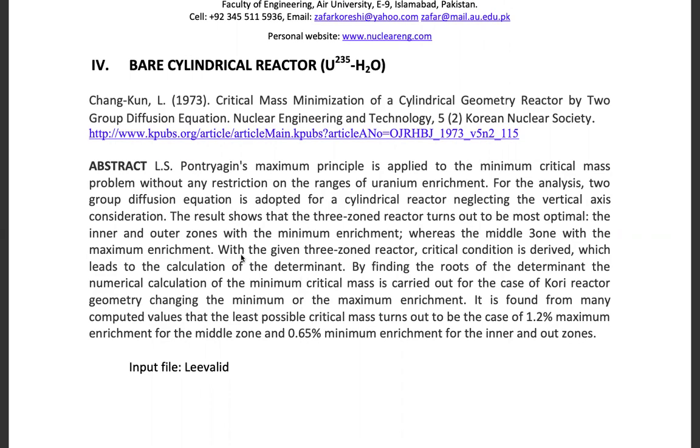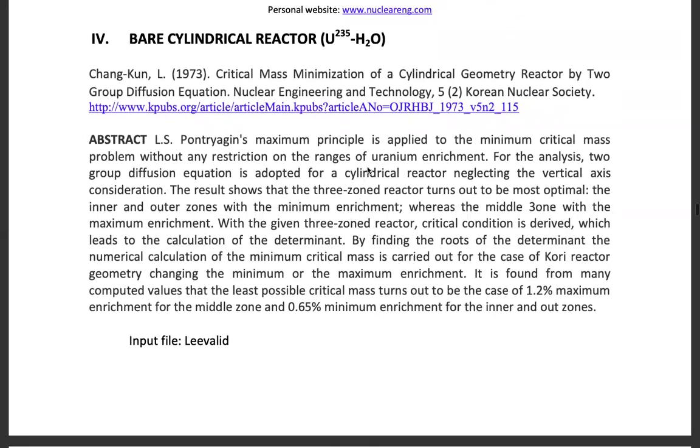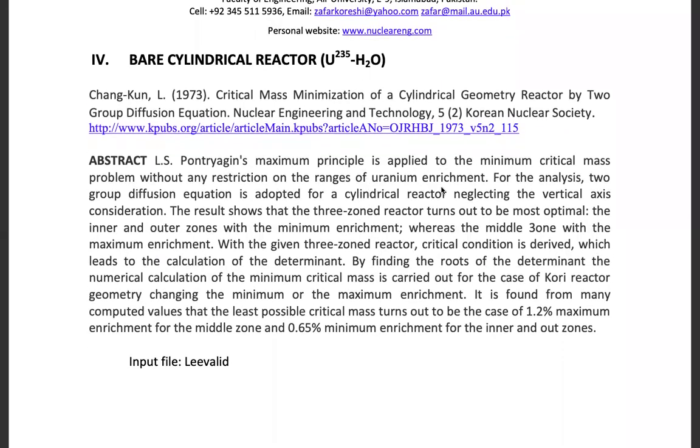The abstract says that Pontryagin's maximum principle is applied to the minimum critical mass problem without any restriction on the ranges of uranium enrichment. Now remember, in those days, there were low enrichment reactors. So this is a reactor which gets critical at about 1.1% enrichment. Of course, these days you have 3%, 4% PWRs. For the analysis that Lee used, a two-group diffusion equation was used for a cylindrical reactor, neglecting the vertical axis consideration.